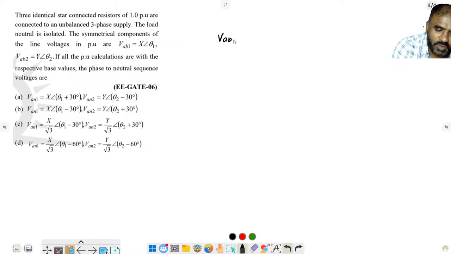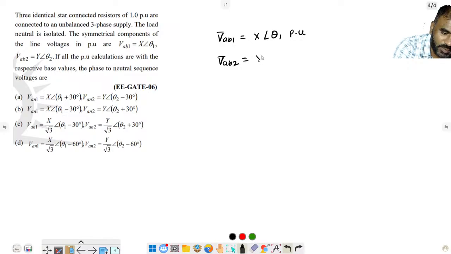What is VAB1 given? X at an angle theta 1, in per unit. Then VAB2, that means the negative sequence line voltage, is given as Y at an angle theta 2 per unit.